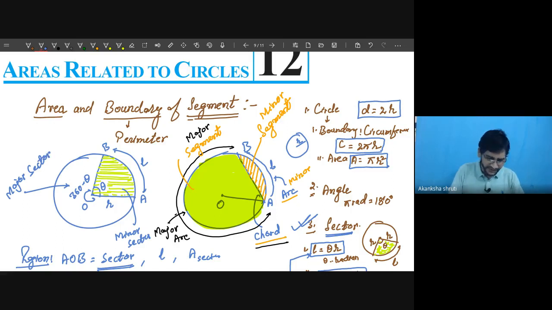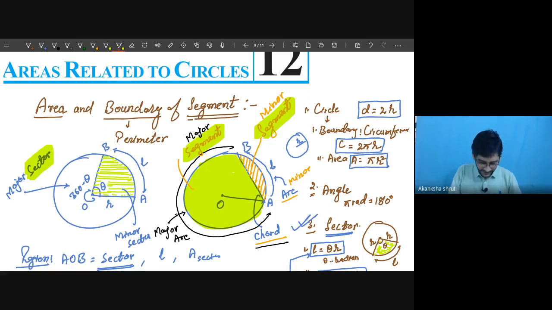So students, this way we shall keep in mind the difference between the sector and segment. Sector always means between the radius and the arc, maybe major arc or minor arc. Segment is with the chord and the arc, that way.